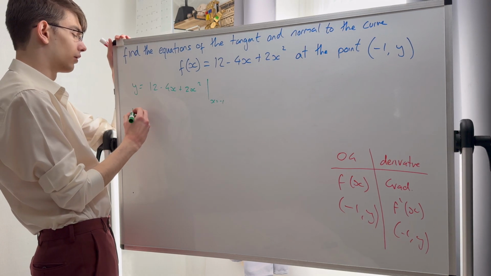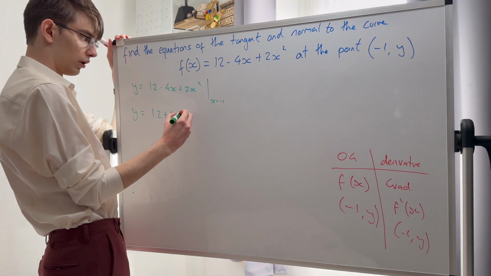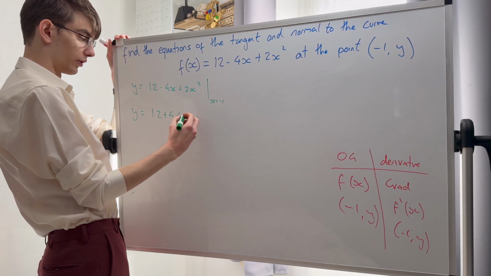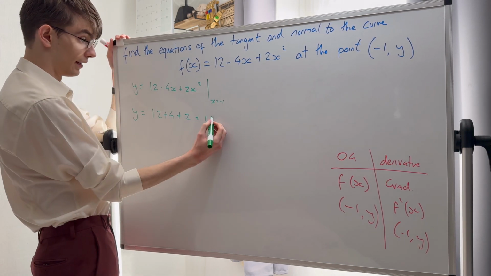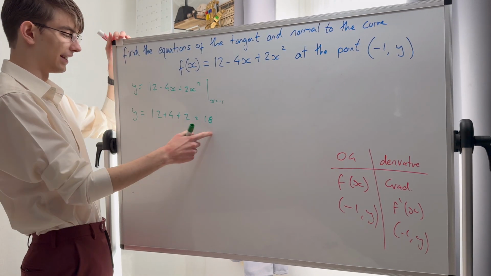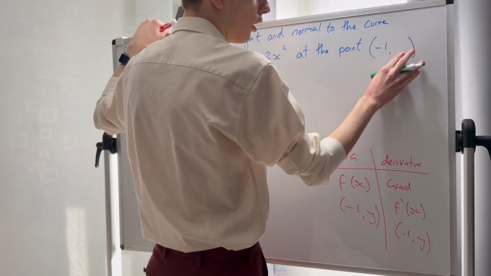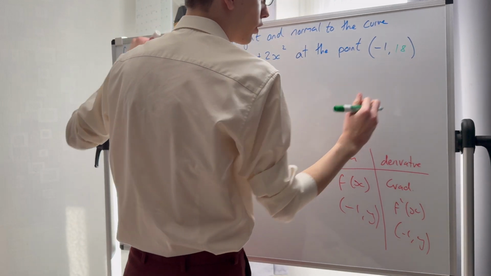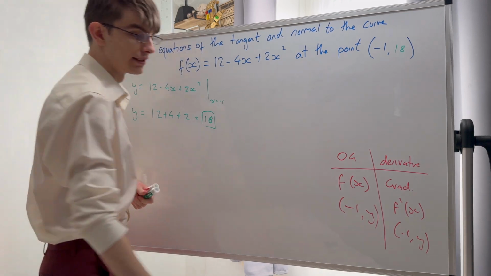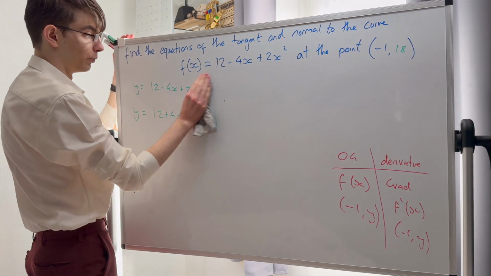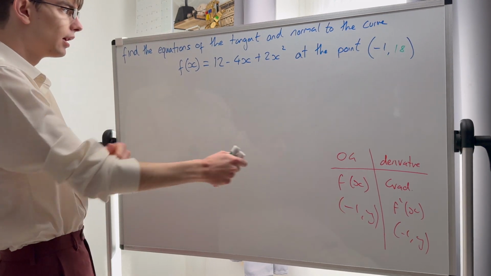So if I pop that in, I get y equals 12 plus 4 plus 2 times minus 1 squared, which is just 2, which is 18, not 16. 12 plus 4 plus 2 is 18. So I know that my coordinate of this point is (-1, 18). That's just a nice place to start. It's something easy that we can manage to do. I'm going to rub this out because that's not going to be very important from here on out.